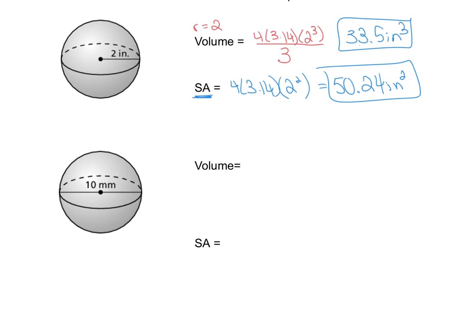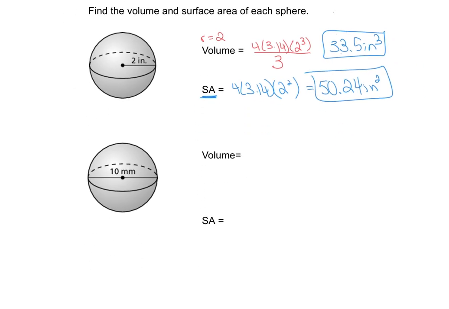Okay, and then just another little practice here, just noticing that this is not the radius, this is the diameter. It goes all the way across. So in this case, our radius is not 10, our radius is half that, which is 5. So we would have our volume is going to be 4, that's always there. Pi, that's always there. Our radius cubed divided by 3.